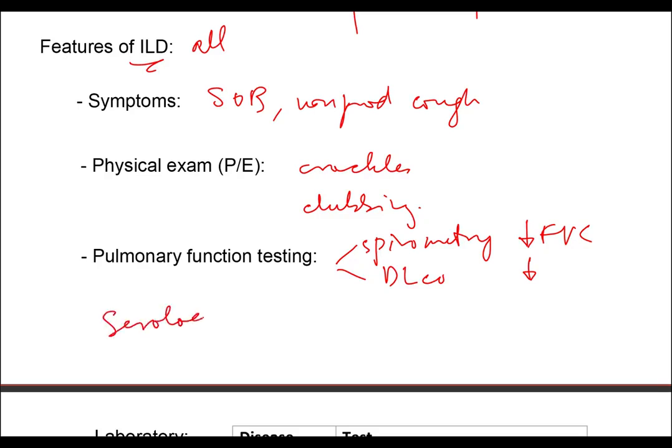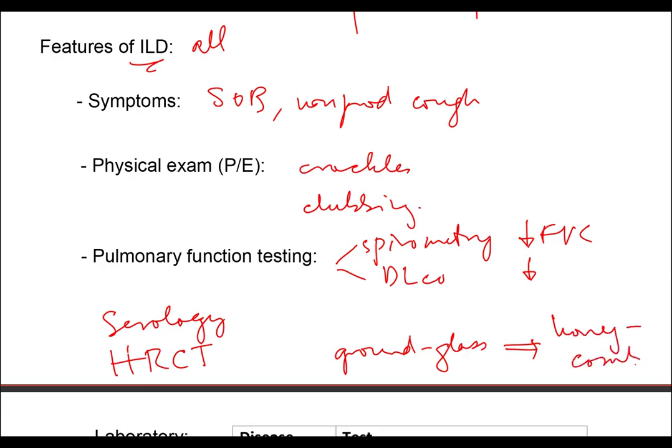We have to do serology for all of those connective tissue diseases. And then the cornerstone of diagnosis is going to be our high-resolution CT scan, because that's going to show ground glass, which is the hallmark of fibrosis on the CT scan. And with evolution of the disease, it all goes to honeycomb lung. So those are all common to all of the diseases, and we need other parameters to differentiate amongst the interstitial lung diseases etiologies.